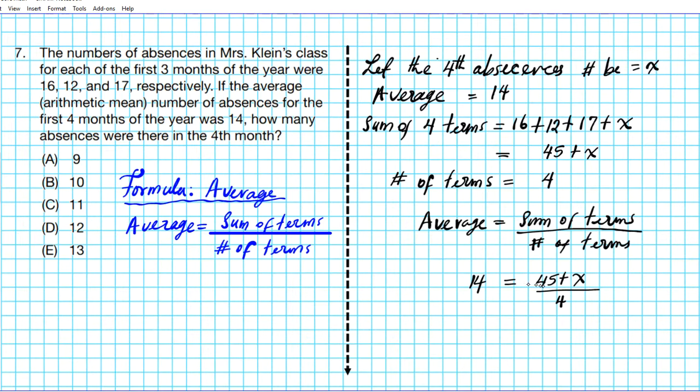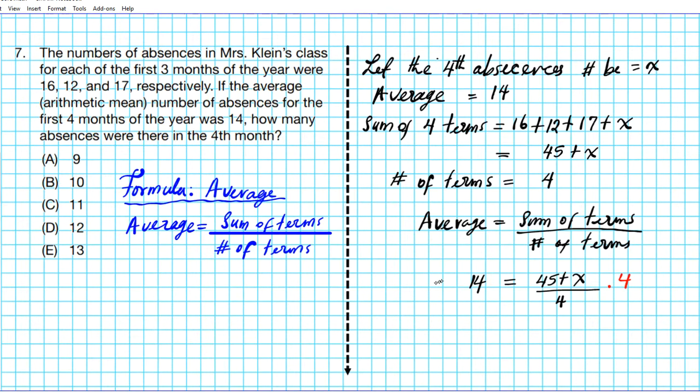Alright, so we have a resulting algebraic equation. Now how do we solve this equation? To solve this equation involves isolating x. To accomplish that, we have to get rid of the 4 in the denominator and then the 45. We get rid of the 4 by multiplying both sides by 4, and then we just subtract 45 from both sides, and that will be our final answer.